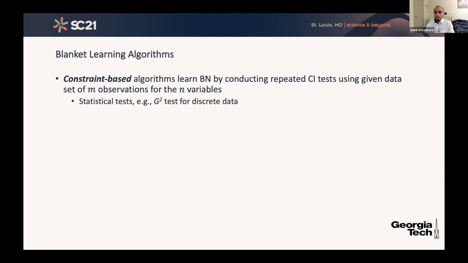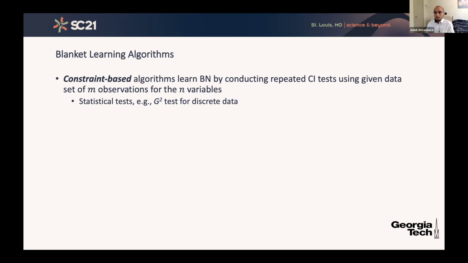So with that background, we come to the focus of this paper, which was on parallelizing blanket learning algorithms. There's a huge hierarchy of all the different Bayesian network learning algorithms, and I will not go into all of them. But blanket learning algorithms are the type of algorithms that learn Bayesian networks by conducting repeated tests of conditional independence between the given variables. So they learn the dependence between pairs of variables.